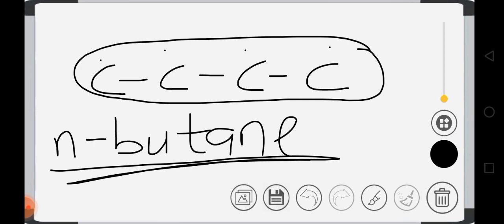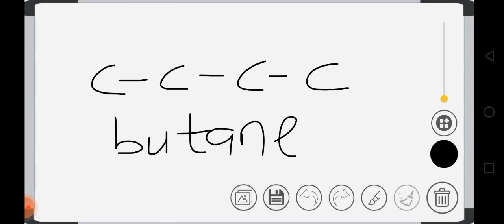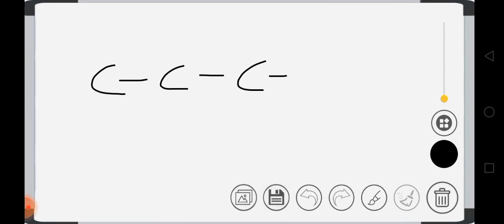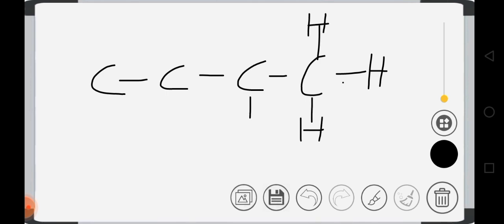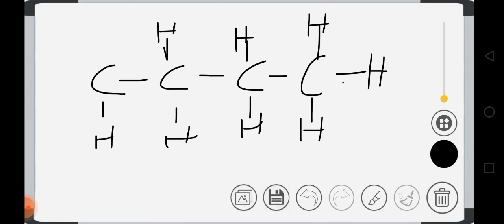Now, how about the carbons present? How do we designate their position, whether it's primary, secondary, tertiary, and all? So let's look at how to do that. Now for the carbons present, remember that we have hydrogen here. We have hydrogen here, but I will not be putting it in. We have hydrogen here, and here, and here.